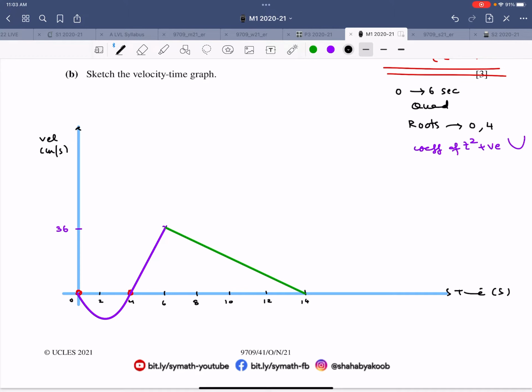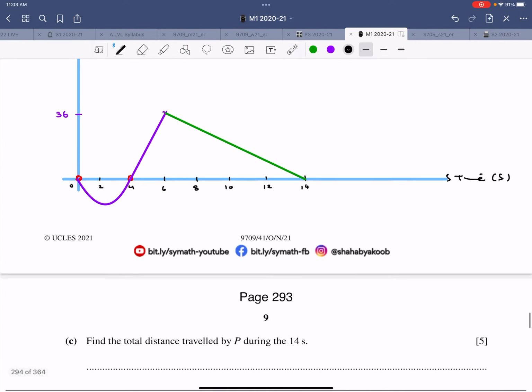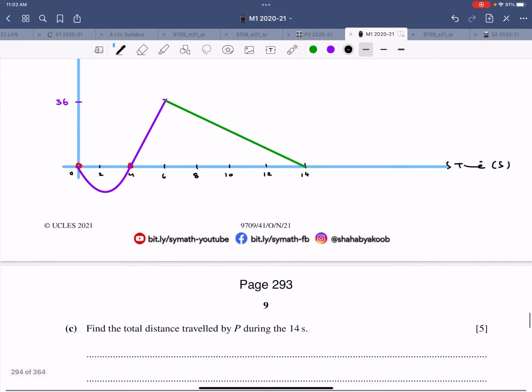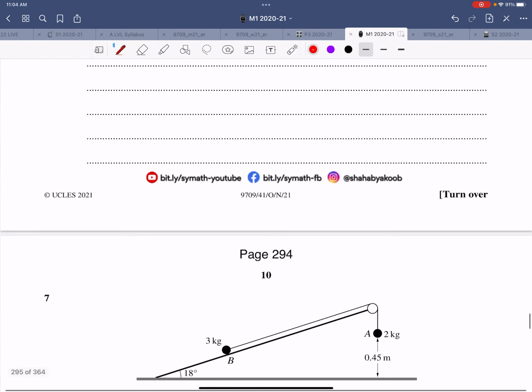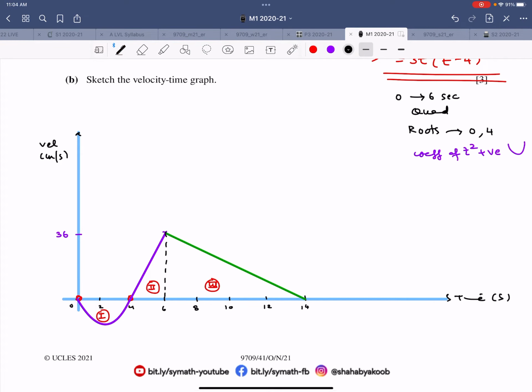And now what else are they asking us? Find the total distance traveled by P during the 14 seconds. So this is a triangle. There are three main regions. Let me label it. Region 1, region 2, region 3. They're asking us the total distance, and that is the thing. So let me just work it on this graph only.